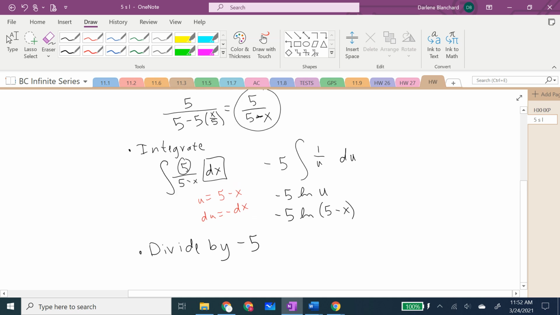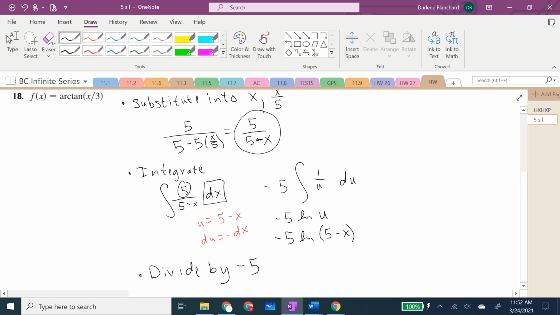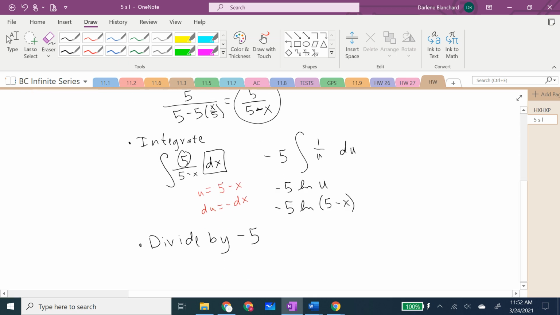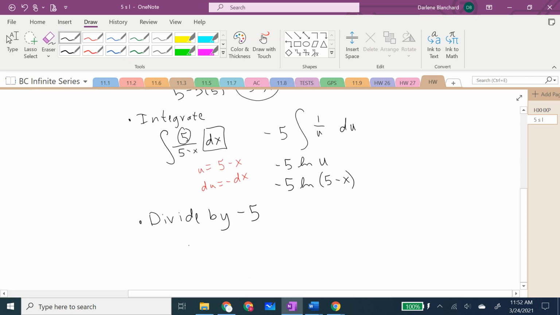Now, if you had in a previous step decided to divide by 5, you could always just go up there and make it negative 5. And it works out perfectly fine. But by doing that, you now have the function you intended to get.